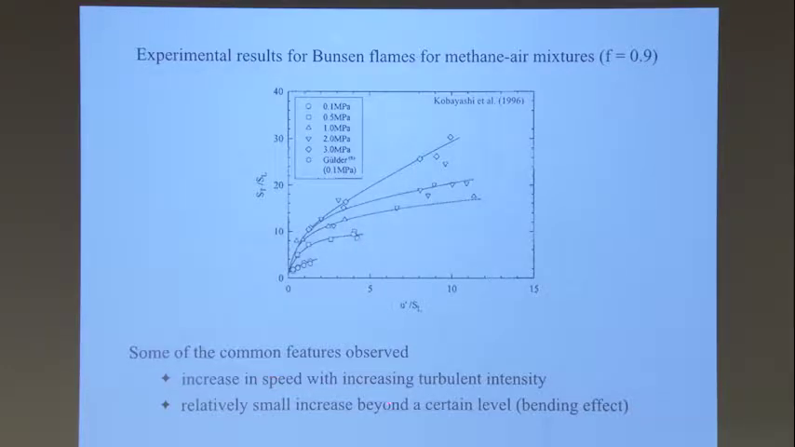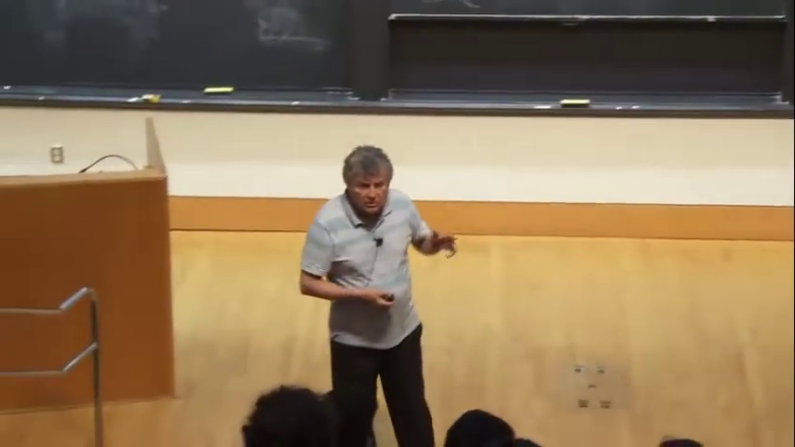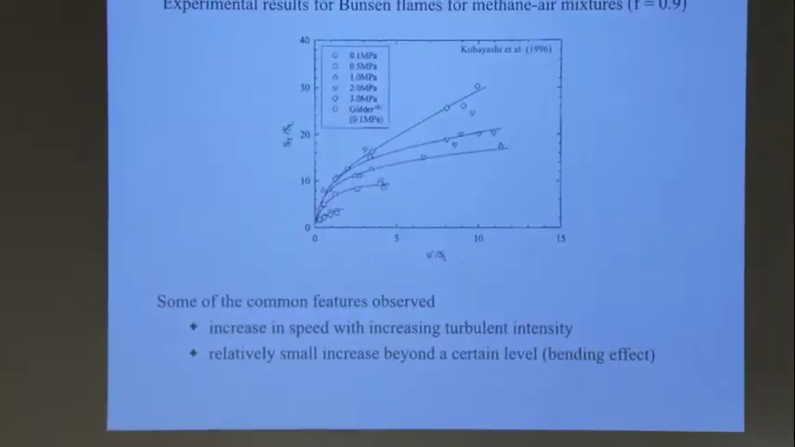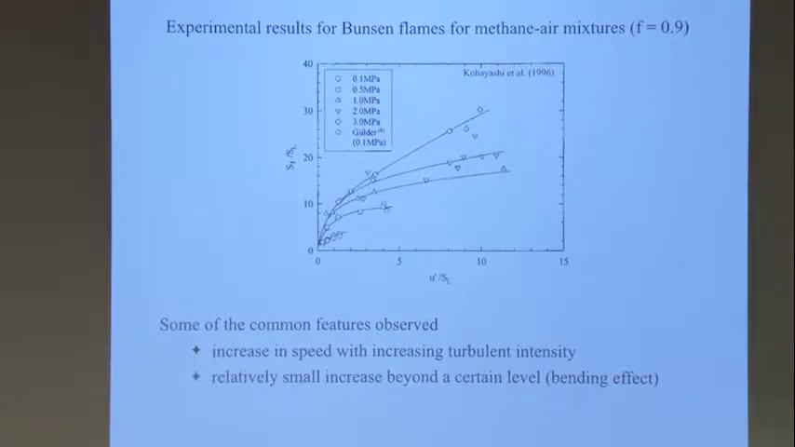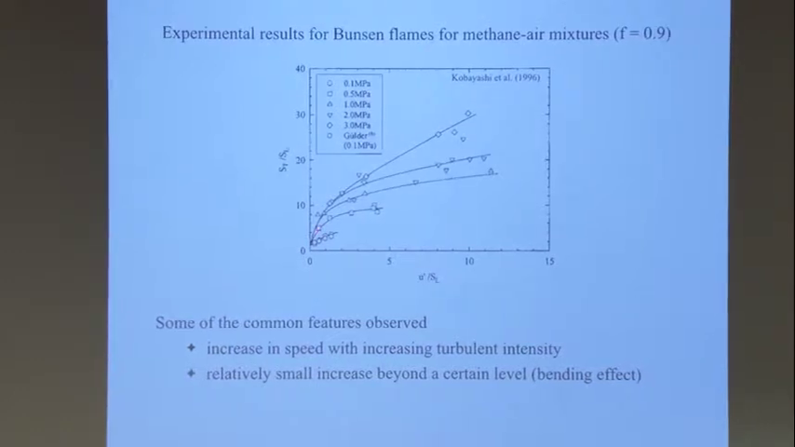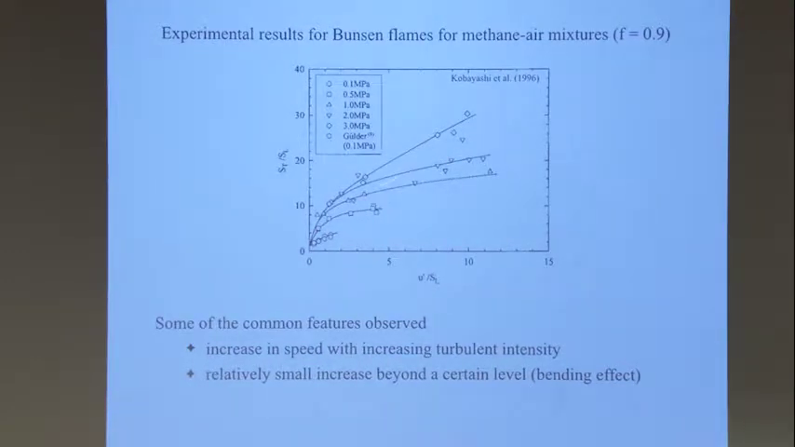It increases with increasing turbulent intensity. What is plotted usually is the turbulent speed relative to the laminar flame speed. In other words, you use the laminar flame speed as reference, and you plot it against the turbulent intensity, which is the RMS of the fluctuation. So in other words, it's the square root of the square of the fluctuation velocity. So it's the measure of how turbulent the flow is. Generally it increases with increasing turbulent intensity, but eventually it slows down. In other words, the rate decreases eventually, something which is referred to in the literature as the bending effect.